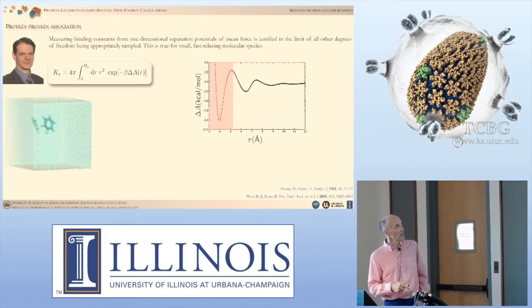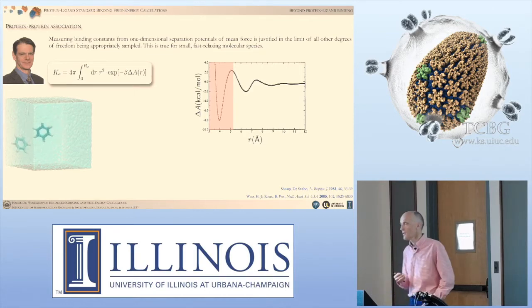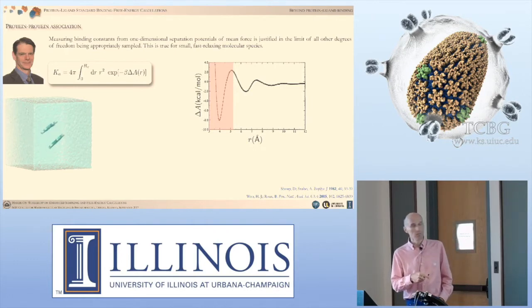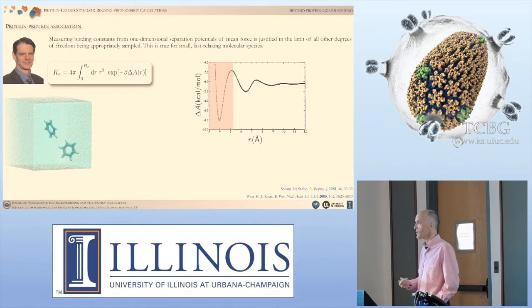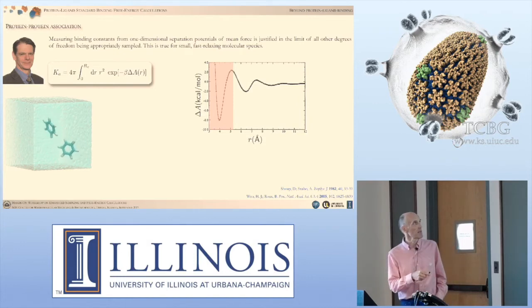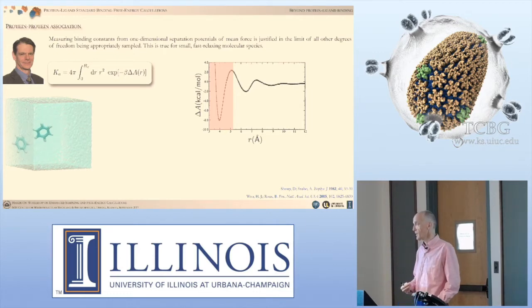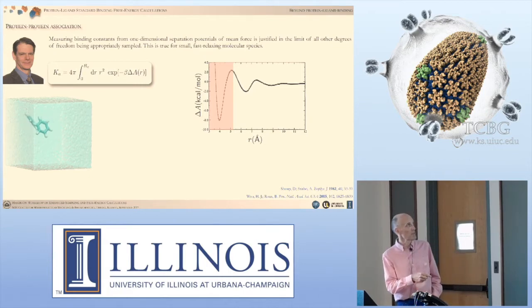The bottom line here is you see a lot in the literature people trying to approach the protein-ligand problem, or even the protein-protein problem, from a one-dimensional perspective. So just doing one potential of mean force and applying this relationship to get the binding constant. What you have here implies an isotropic association by virtue of this prefactor here.